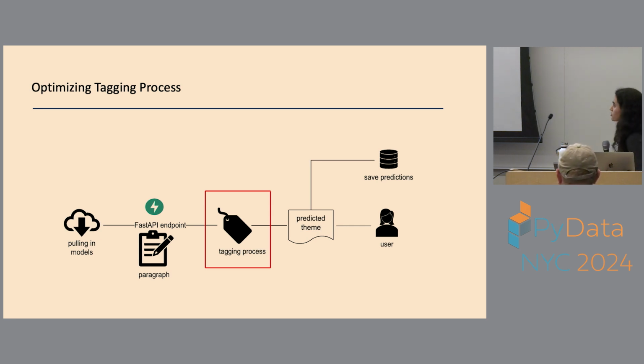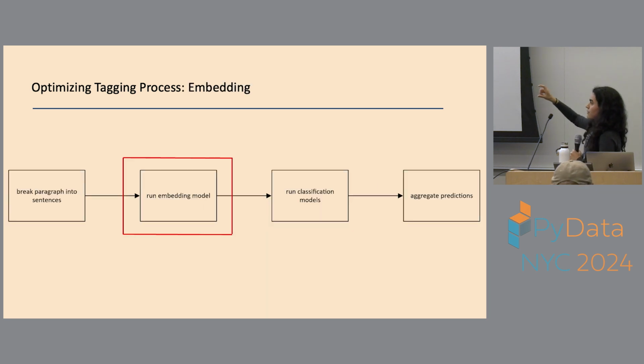So what is the tagging process, Shirley? We talked about wanting to break the paragraphs into sentences and predict at a sentence level. So that's the first step. Then we embed all of those sentences in the embedding space. Then we run our classification models, this is the prediction step. And then we aggregate the predictions and return to the user. Each of these steps depends on the previous step, right? I can't predict anything if I haven't embedded my sentences.